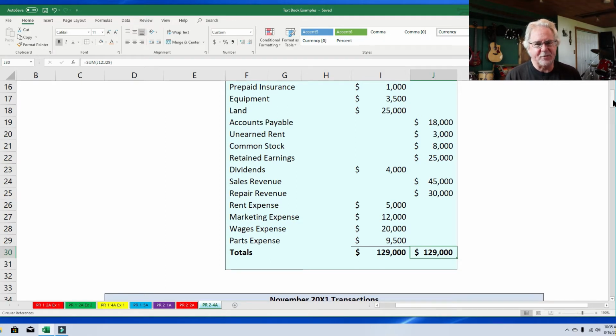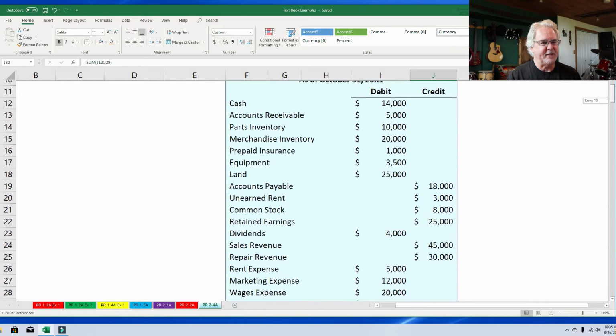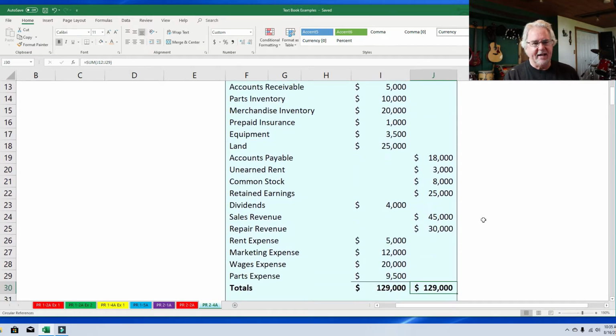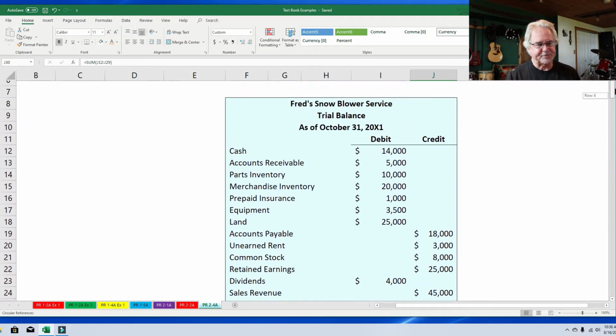And this is one thing where students have a lot of trouble. They'll start on a problem with a trial balance that doesn't balance. If you're starting out on the wrong foot, whatever you're going to do is not going to work. So you want to double check, make sure this balances.